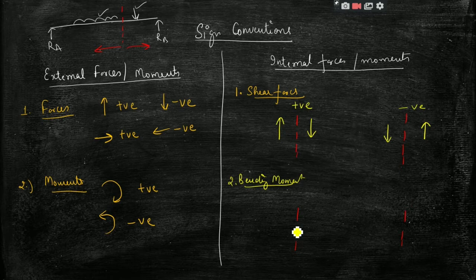Now for the bending moments, the sign convention we consider is that all the clockwise moments in the left hand side and all the anti-clockwise moments in the right hand side are taken positive, and anti-clockwise in left and clockwise in right are taken negative, right? So this is the sign convention which we will be using for solving the questions.